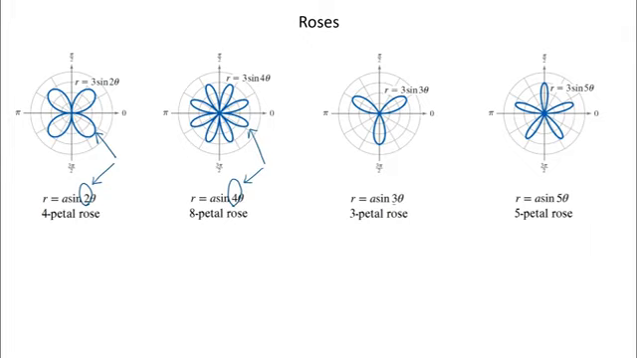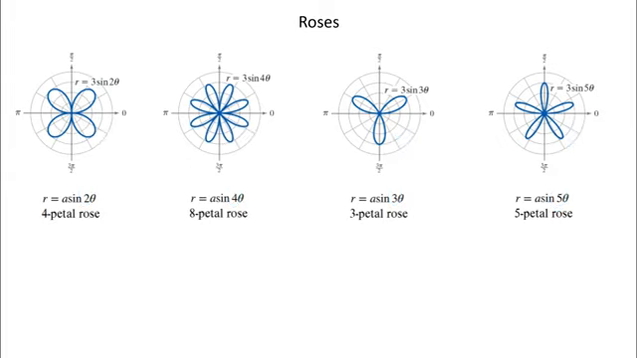Now, if the coefficient of theta is odd, as in here and here, then we only expect to see that number of petals on our roses. So in this example, the coefficient of theta is 3. That's odd. So we see 3 petals on our graph. In this example here, 5 is the coefficient of theta. 5 is odd, so we expect to see 5 petals.